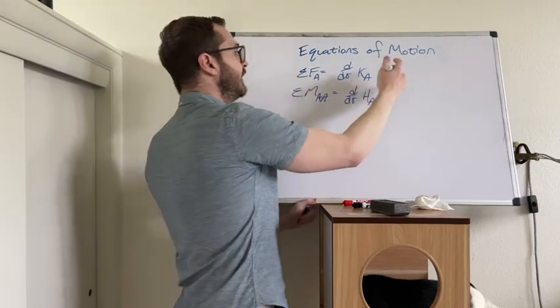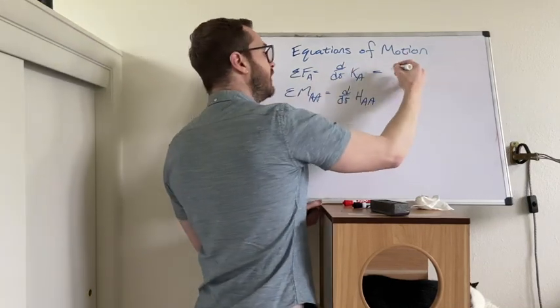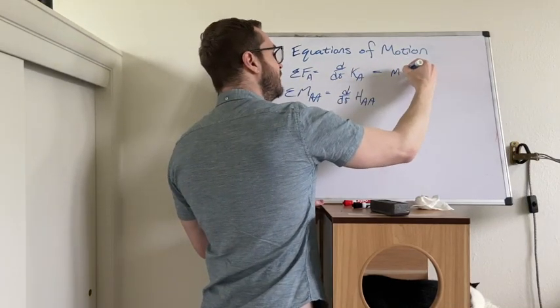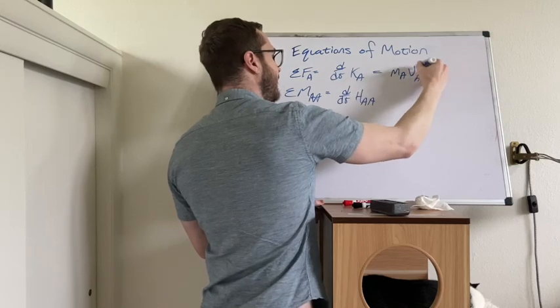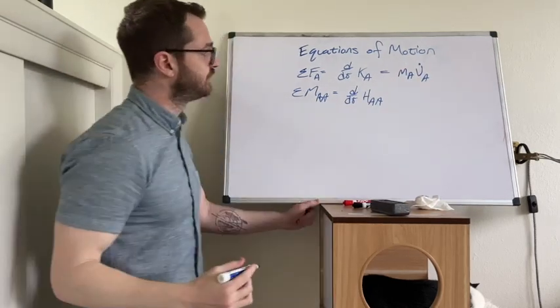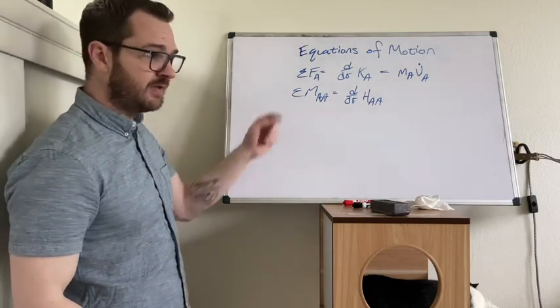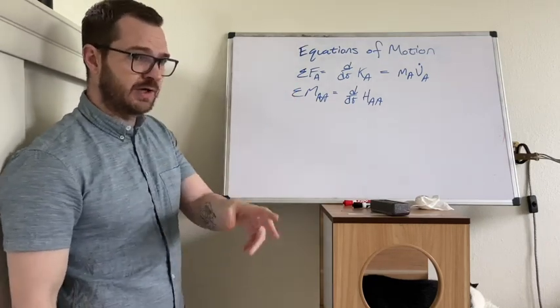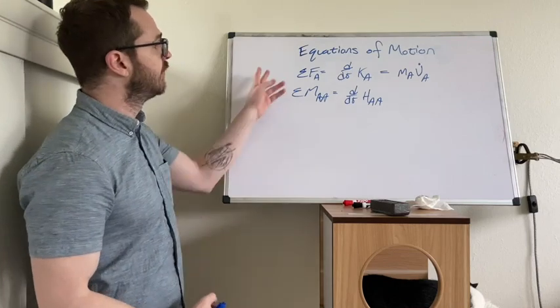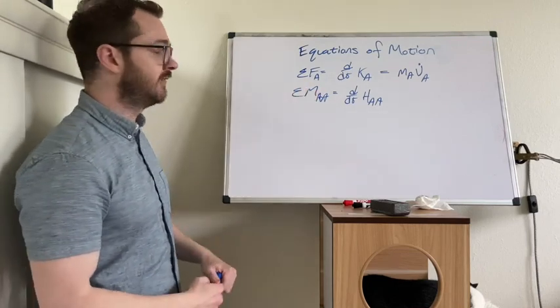I'm going to expand Newton's second law. This is going to be, let's say, m_A v_A dot. Now, we are also making the assumption in these that the mass and therefore the inertia are going to be constant. We're not looking at burn rates here.